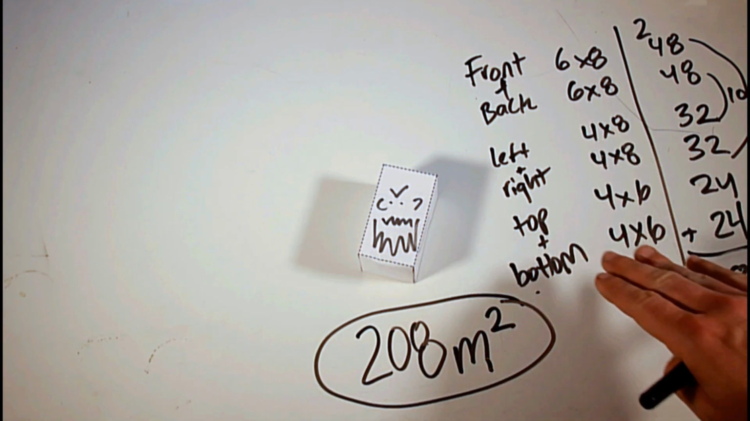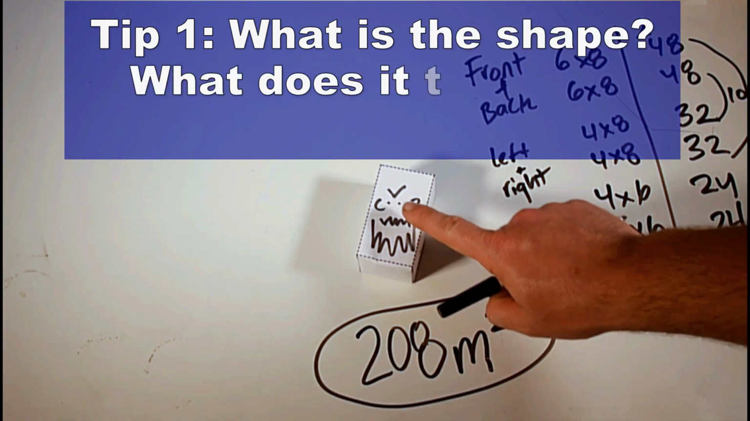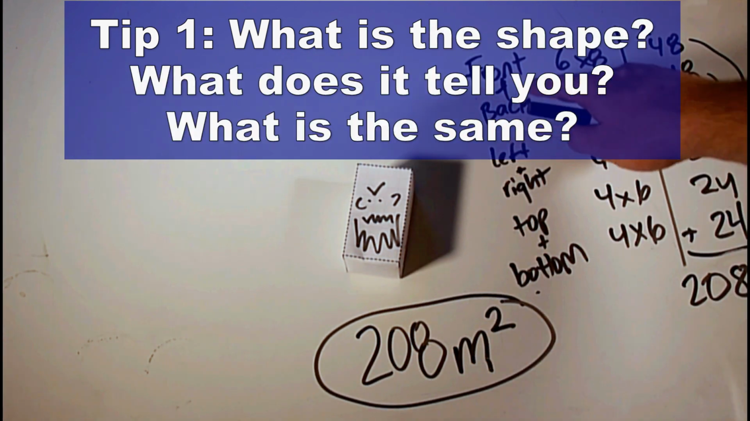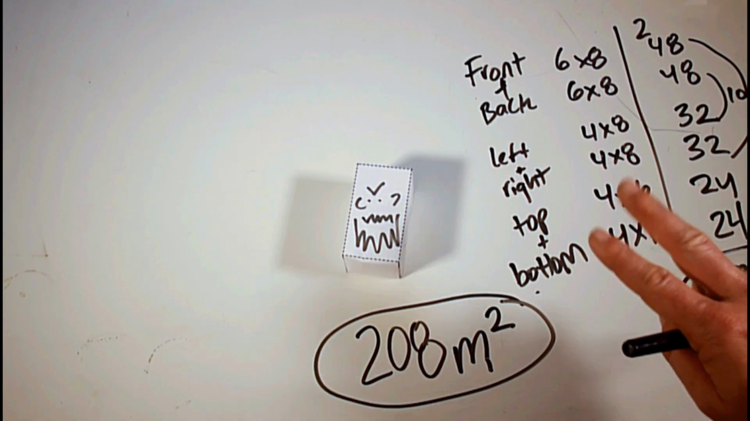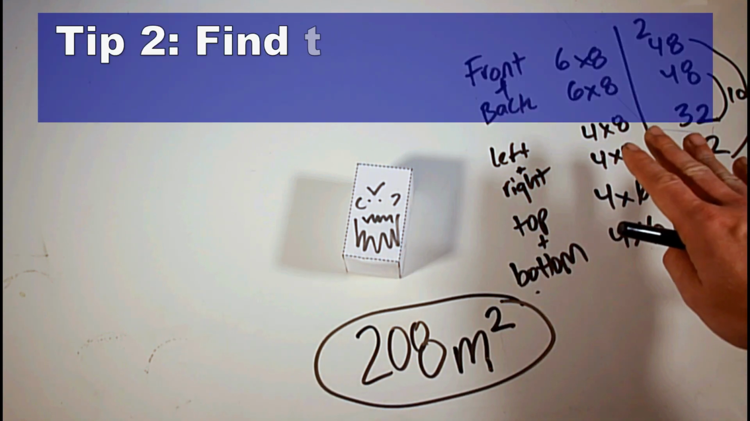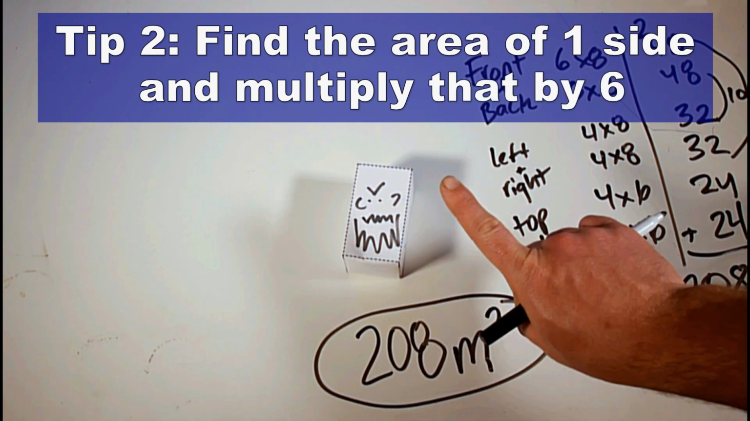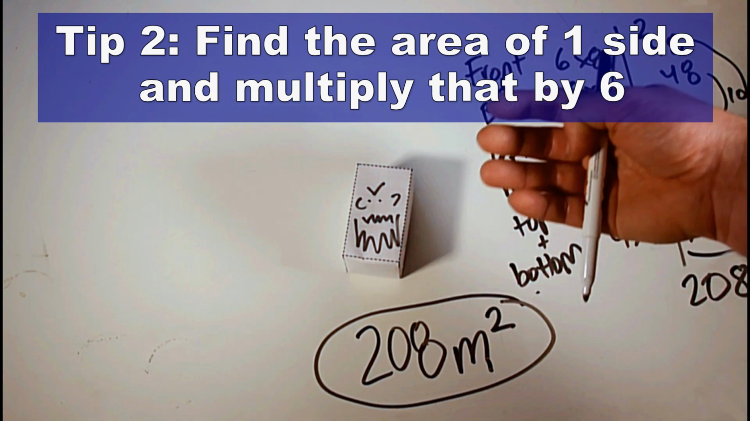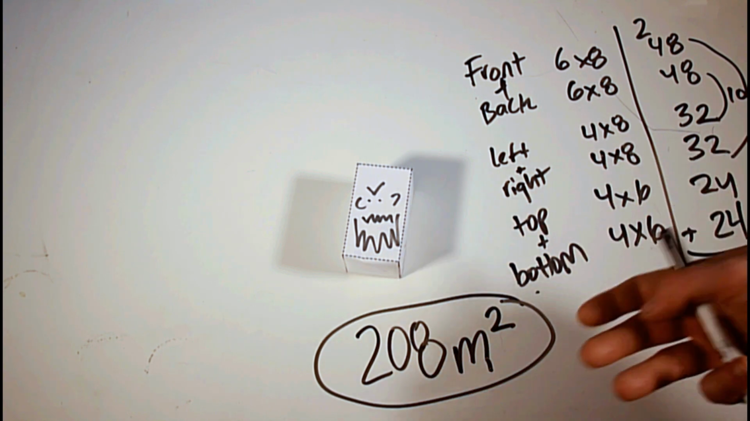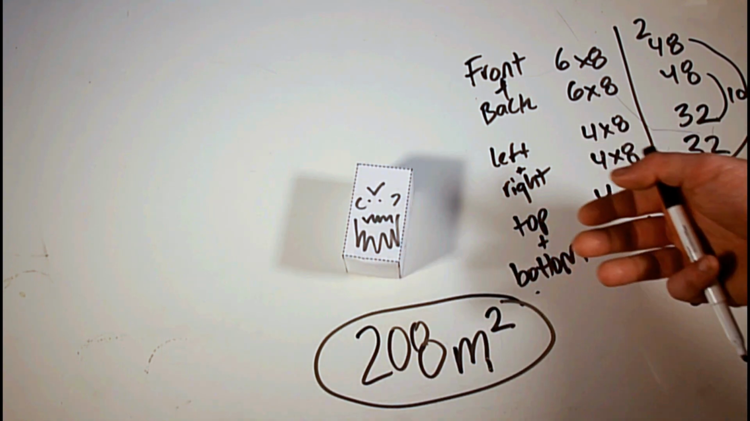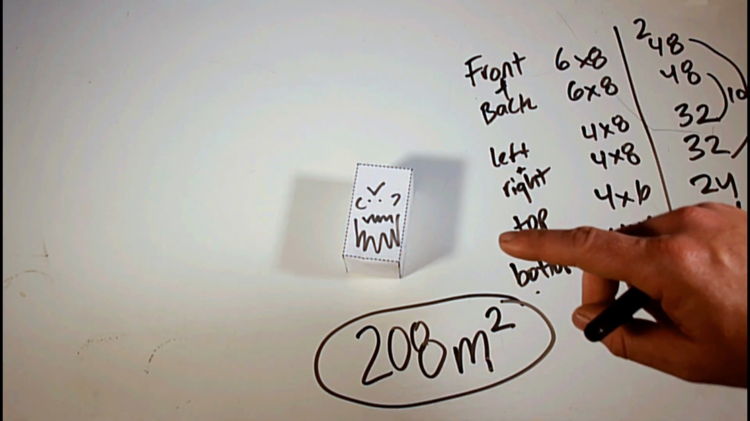Okay, so with this, the biggest thing to keep in mind is tip 1, remember what is the shape, what is it telling you, and what is the same. All right, it will save you time and work. The second tip, cubes, super easy, because you know all the sides are the same. So if you find the area of one face, you just multiply by 6 sides, or 6 faces, right? Every cube, pretty much anyone that we're talking about, any of the cubic prisms are going to have 6 faces. But you can double check if you want, just to make sure, okay?